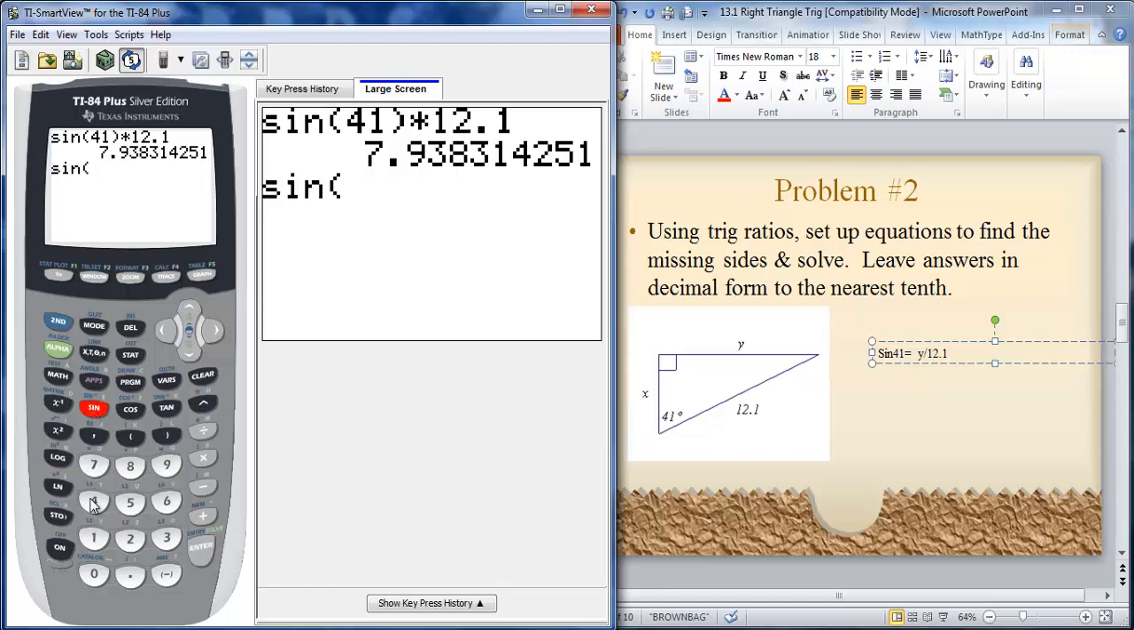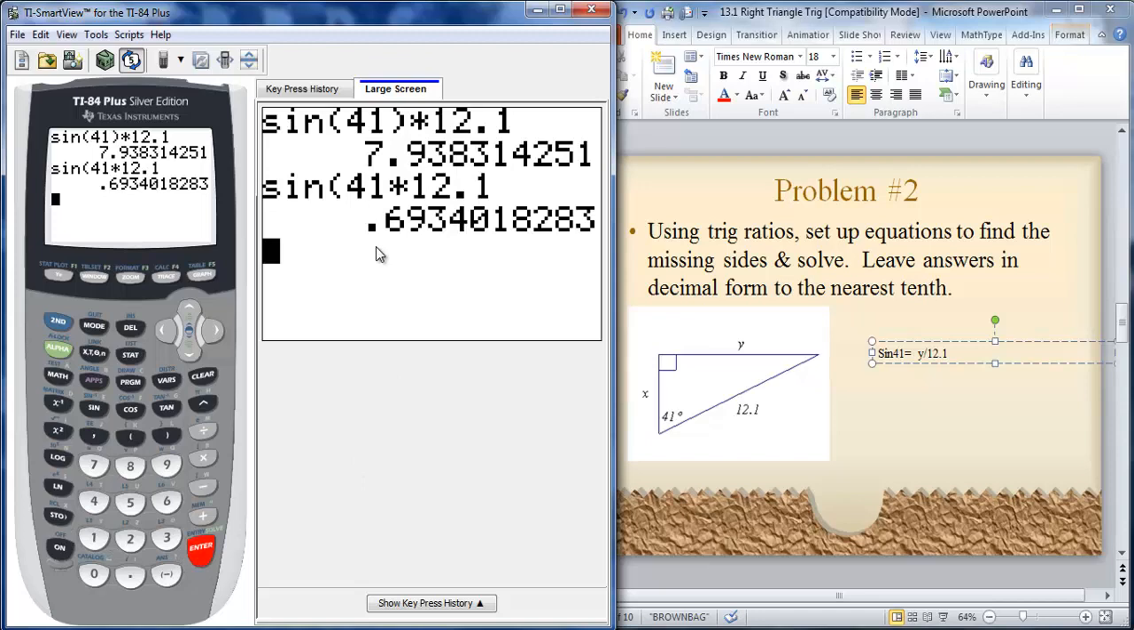Now, if I did sine of 41 times 12.1 and hit enter without the parentheses, I get a completely different answer. The top one is saying sine of the angle times 12.1, which is what we want since we did cross multiplication. But this one is saying I'm going to take my angle and multiply it by 12. No, I want to take sine of the angle and multiply it by 12.1. So this second one is incorrect. It's the top one. Okay, so that's how I can use the calculator. Be careful with the parentheses. And then in the subsequent video, we're going to go through and solve the rest of this triangle.